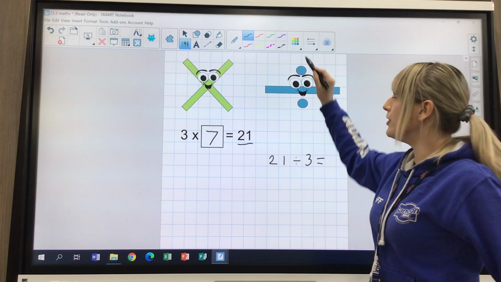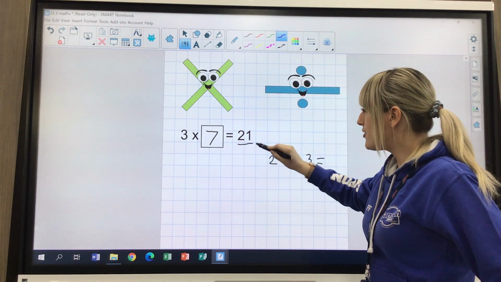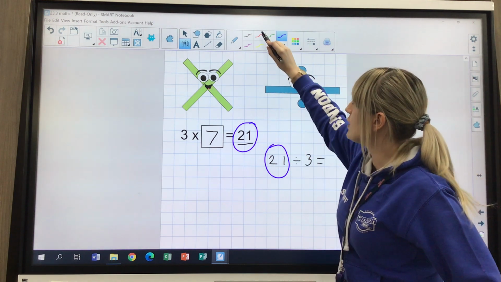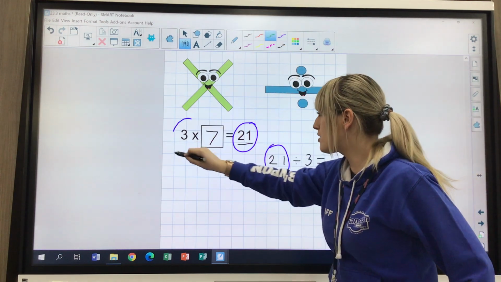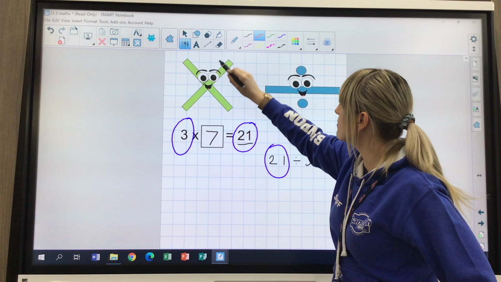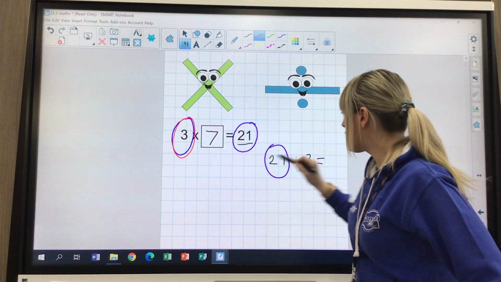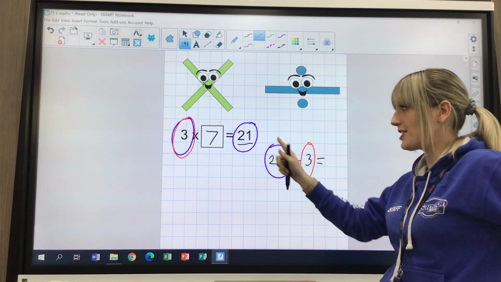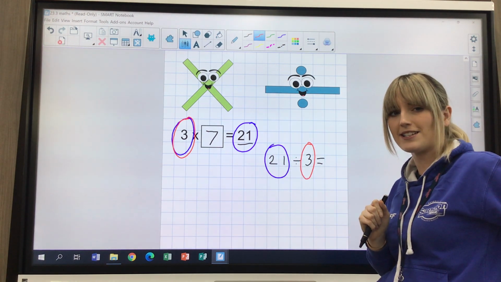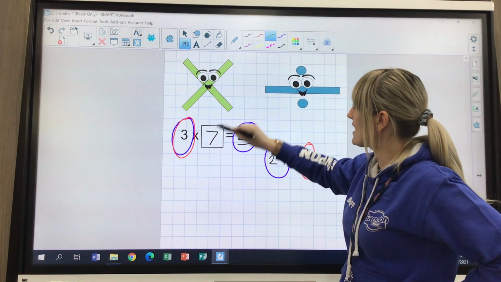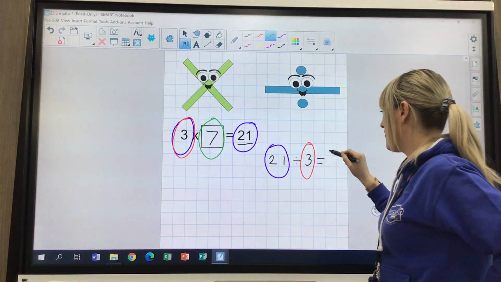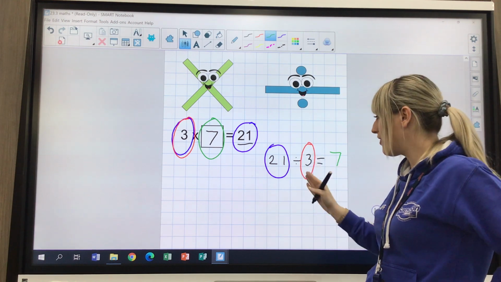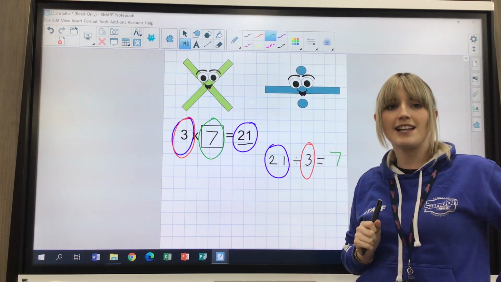Now, let's have a look. I've used 21. I can see it there, Luke. Let's change colour. I've used 3. Oops, that didn't work. Let's try again. I've used 3. What's my answer going to be? What digit haven't I used from that number sentence? Well done if you can see that it's 7. So 21 divided by or grouped by 3 is 7.